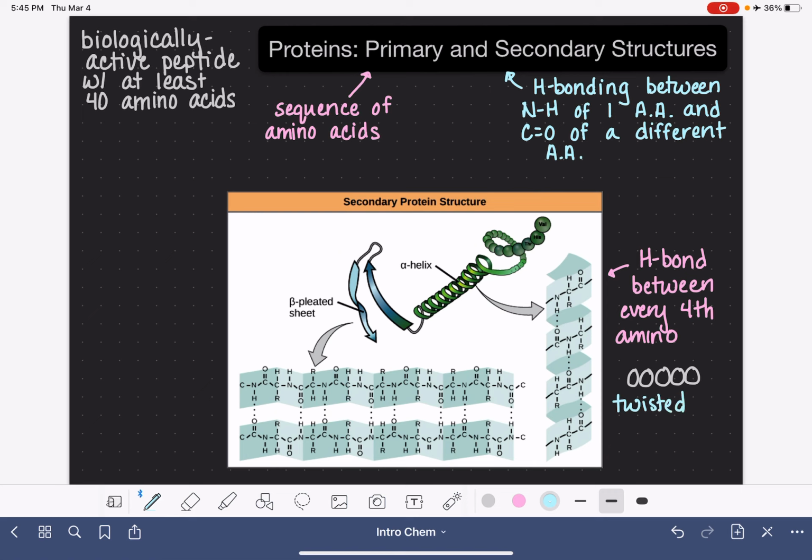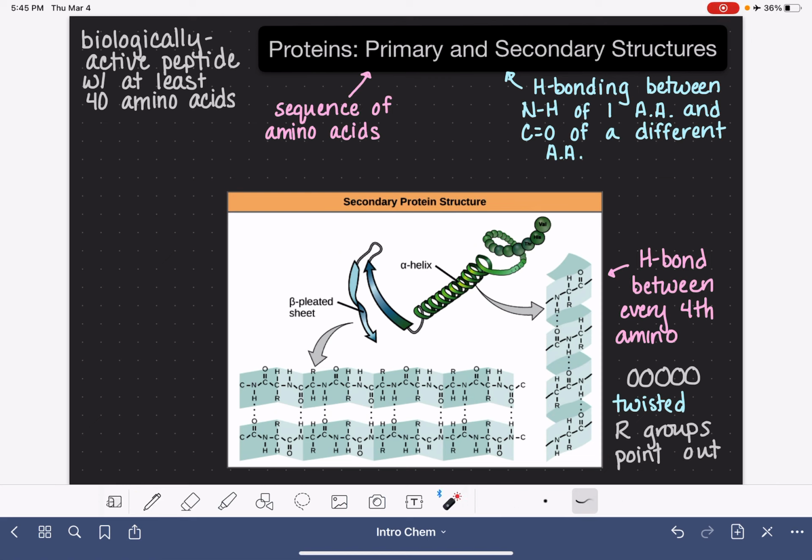And one thing that is not being represented in this particular figure is that the R groups that are on the alpha carbons of the amino acids in the alpha helix, they are all pointing outward. So they're all sticking out on the outside of this alpha helix, kind of like little spikes. So none of them are sticking to the inside of the coil. All of them are on the outside of the coil. So it's twisted, and we'll also add that R groups on each individual amino acid point outwards.